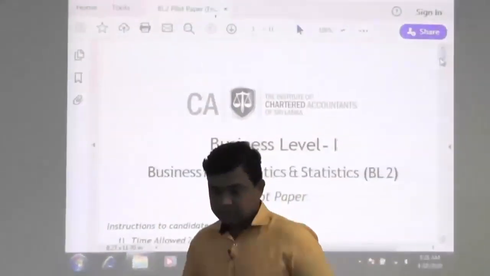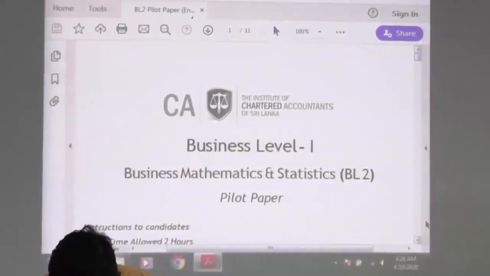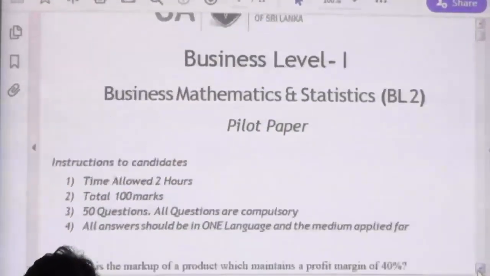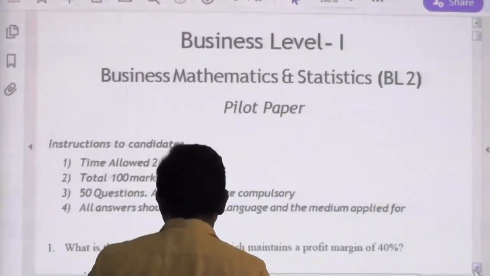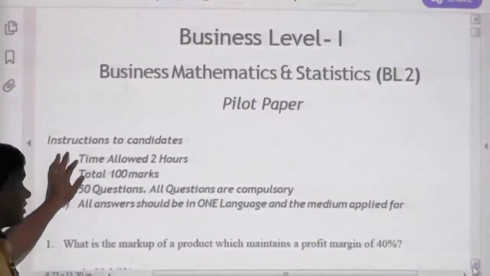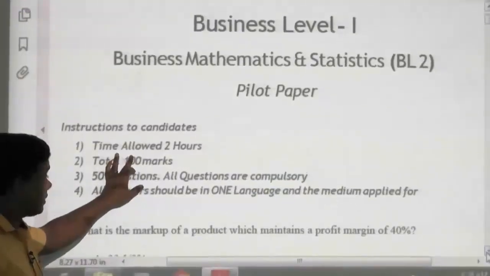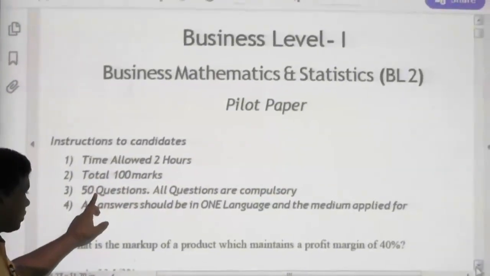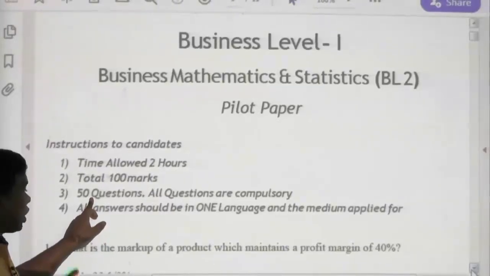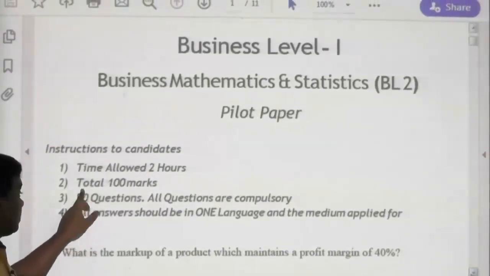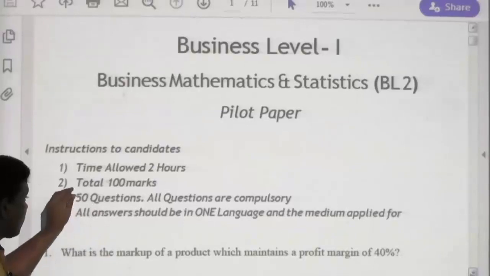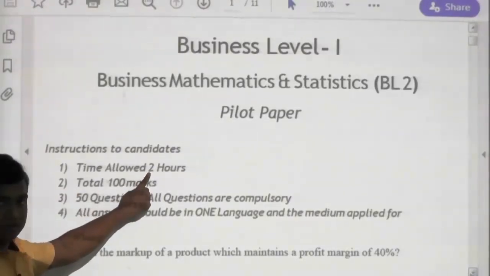Okay, as we discussed, the same rules and terms are applicable for this paper also. You have only a 2 hour paper, 100 marks for the 2 hour paper. You have 50 MCQ questions, only MCQ. You have to select your answer. But keep in mind, you have 50 questions to answer within 2 hours, right?